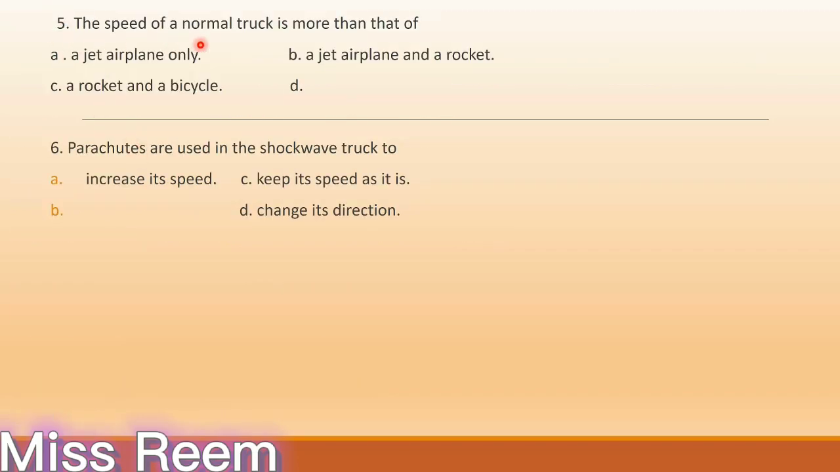The speed of a normal truck is more than that of a jet airplane only? No, because a normal truck is slower than the jet airplane. A jet airplane and a rocket, again, they're faster than the normal truck. A rocket and a bicycle. A rocket is faster than the normal truck, but a bicycle is slower than the normal truck. So the answer is the speed of a normal truck is more than that of a bicycle only.